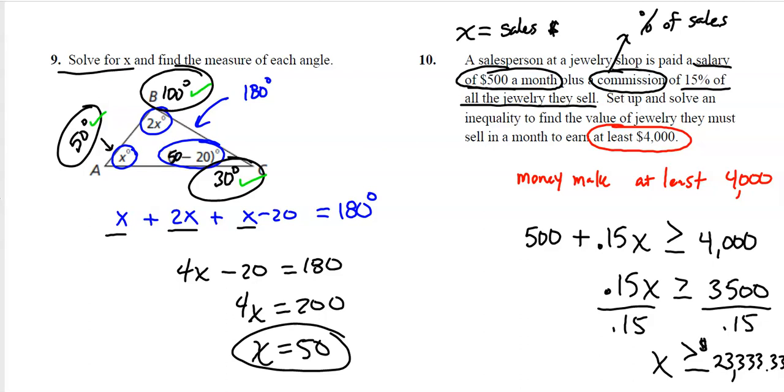Now, depending on where I work, maybe you work somewhere where they sell $7,000 watches or a $7,000 engagement ring. So you may not have to make a ton of sales that month if it's a high-end shop. Or if you're selling $400 rings, you're going to have to sell a whole bunch of them. So answer to this question is, I would have to sell at least $23,333.33 if I want to make $4,000 per month.